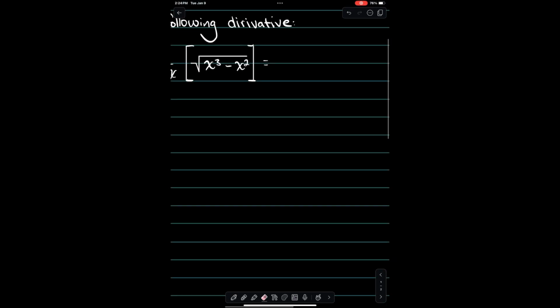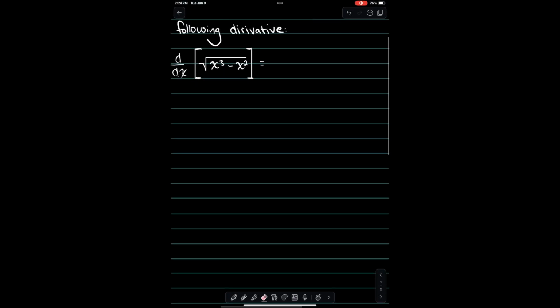Compute the following derivative. So we know that when we have a radical, we can write it as power over root. So what we have on the inside here is x cubed minus x squared, right, to the 1/2 power.